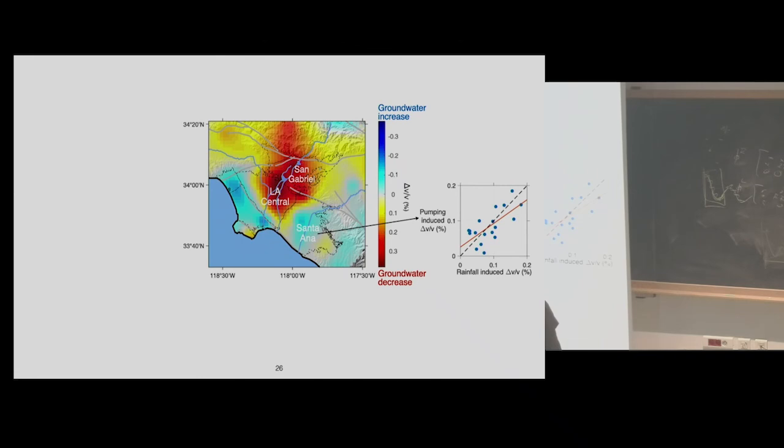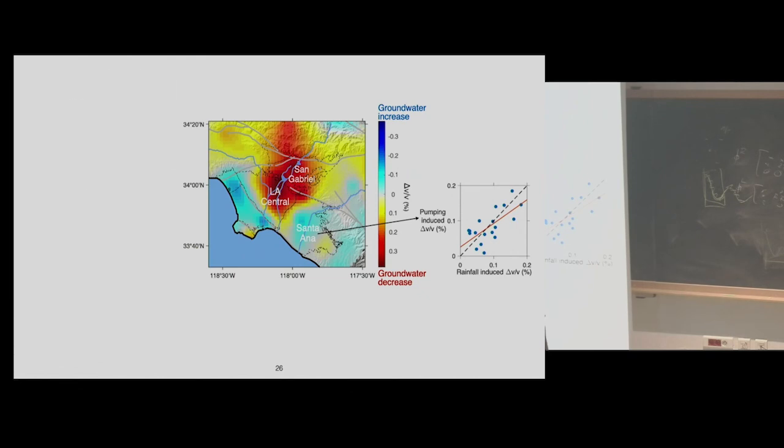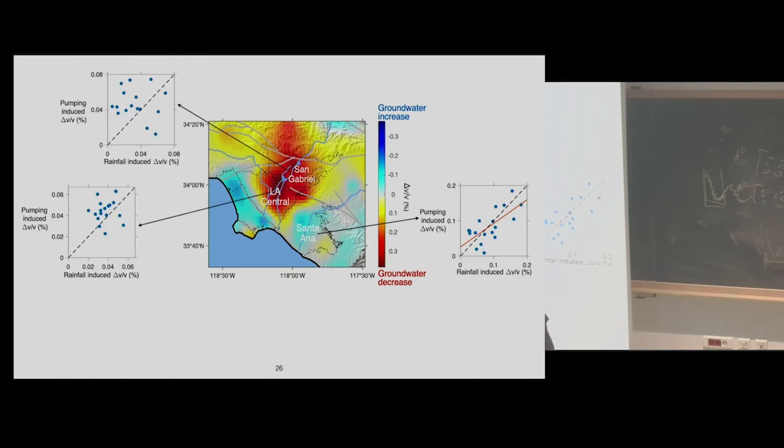So this is the Santa Ana Basin, which is actually not the case for LA Central or San Gabriel Basin. As we can see, there is very little evidence of a linear relationship. Furthermore, there are more dots on the upper triangle, corresponding to years when the pumping-induced changes exceed the rainfall-induced changes. That means the years of overdraft. So the accumulation of all this overdraft leads to the long-term decline of groundwater.